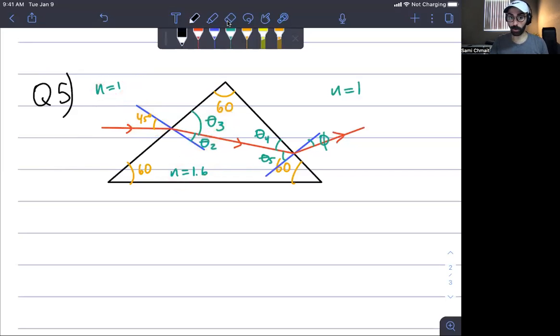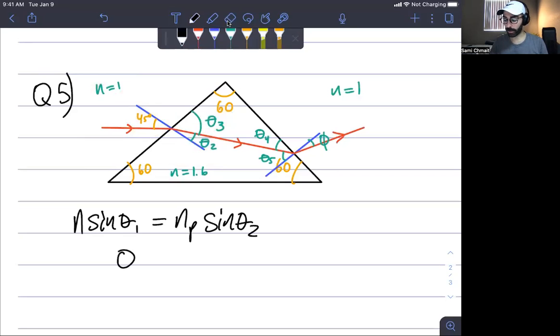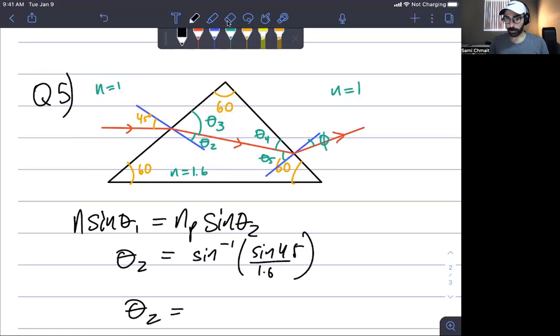normal vector. So we'll use Snell's law, where it's n of air sine theta 1 is equal to n of the inside of the prism. I'm going to call it np sine theta 2. We know everything except for theta 2, so we can solve for theta 2 by doing inverse sine of sine 45 divided by 1.6. And theta 2 comes out to be equal to 26.23 degrees.